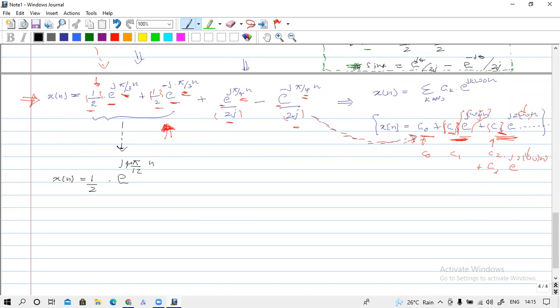We have done this for continuous time signals.